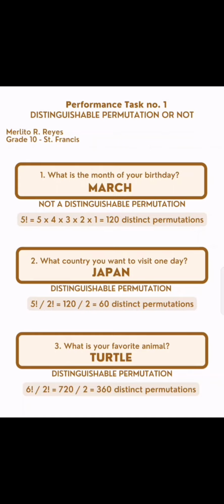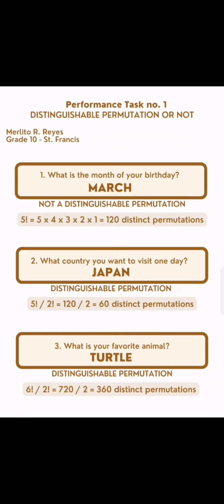Now I will solve for the possible arrangements of the word March. Since it is just a mere permutation, I have 5 factorial: 5 times 4 times 3 times 2 times 1. So there are 120 distinct permutations from the word March. Same process for the other questions. What country do you want to visit one day? In my case, I chose Japan. As you can see, Japan has repeating letters, so it is an example of distinguishable permutation.